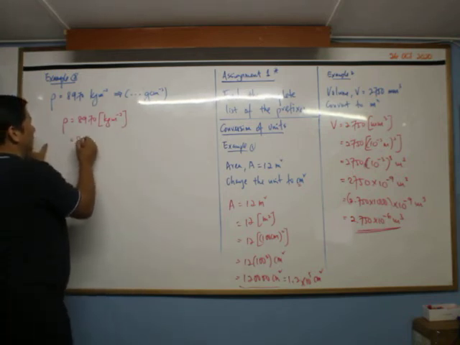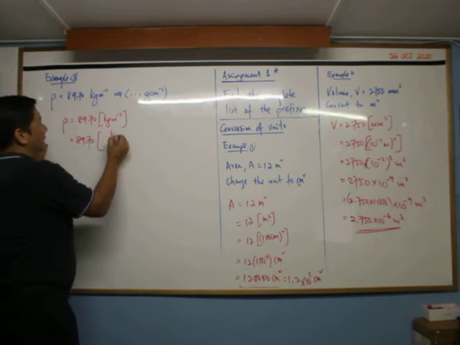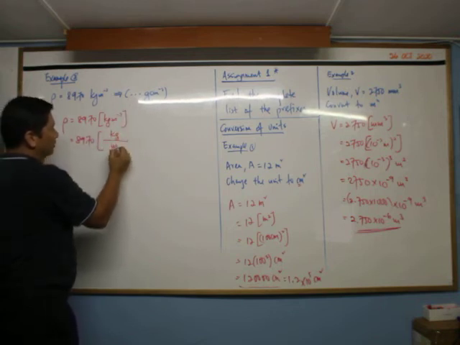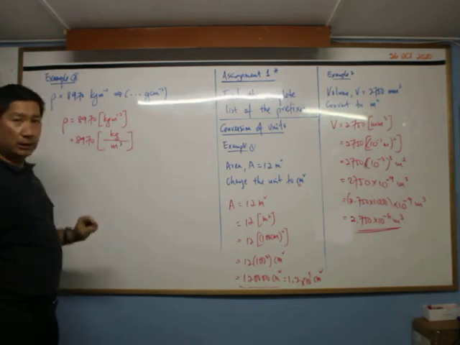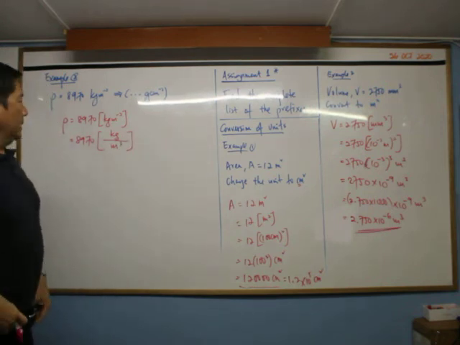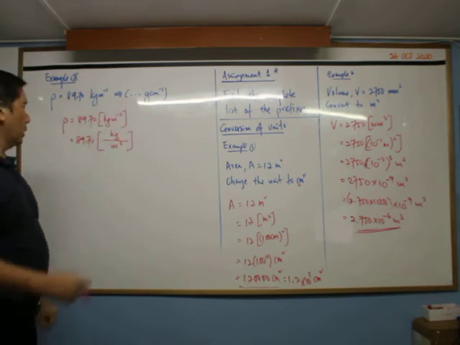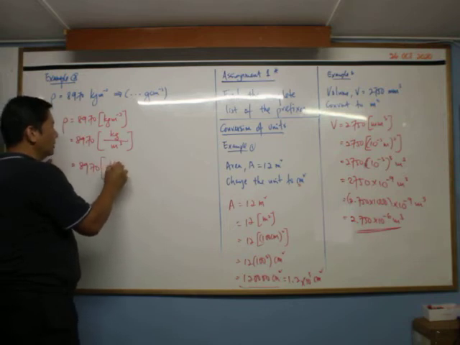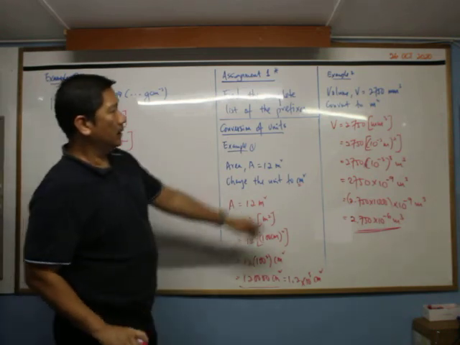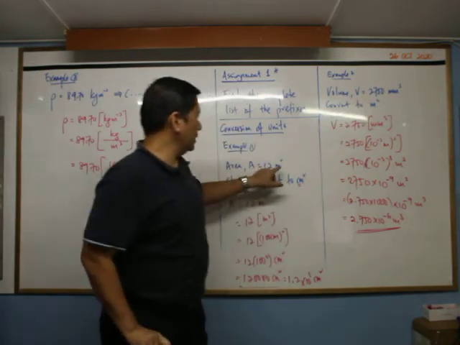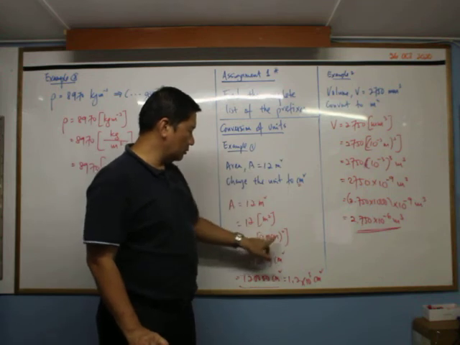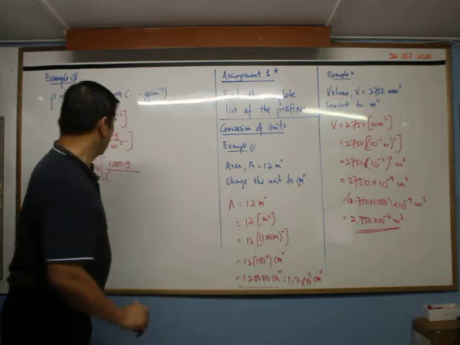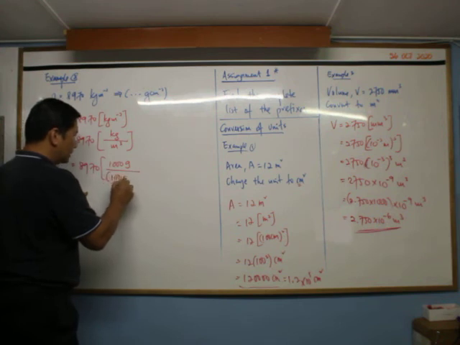And then we put it like this. The negative we move down, so now we have power 3. Now we can convert one by one. Kilogram, you need to change to gram. Kilogram to gram is 1000 gram. And then here, cubic meter, remember that? You change meter to 100 centimeter. So this one will be 100 centimeter power 3 outside.